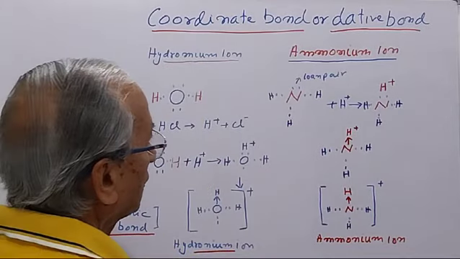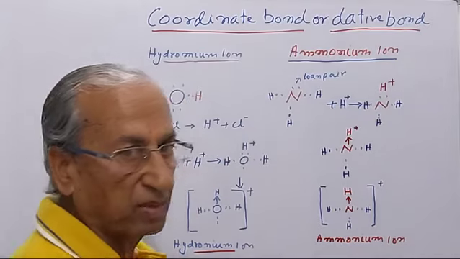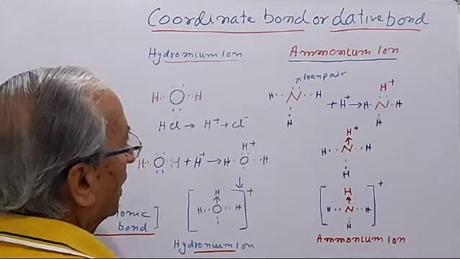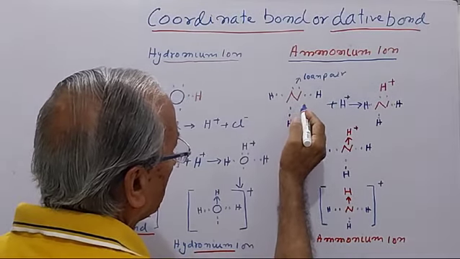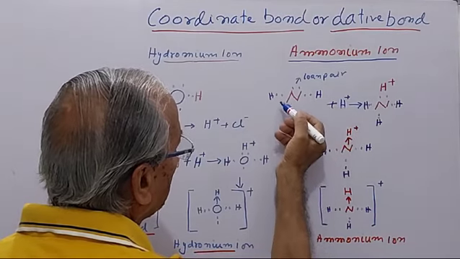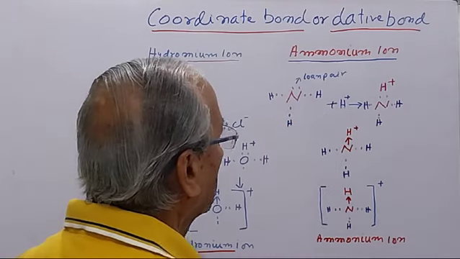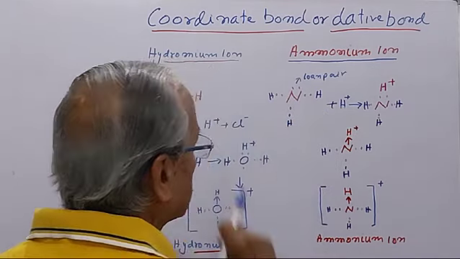bond. You know, nitrogen contains 5 electrons in the outermost orbit, and this nitrogen forms 3 covalent bonds, sharing 1 electron with each hydrogen. So, 1 lone pair is left on the nitrogen. This is ammonia.